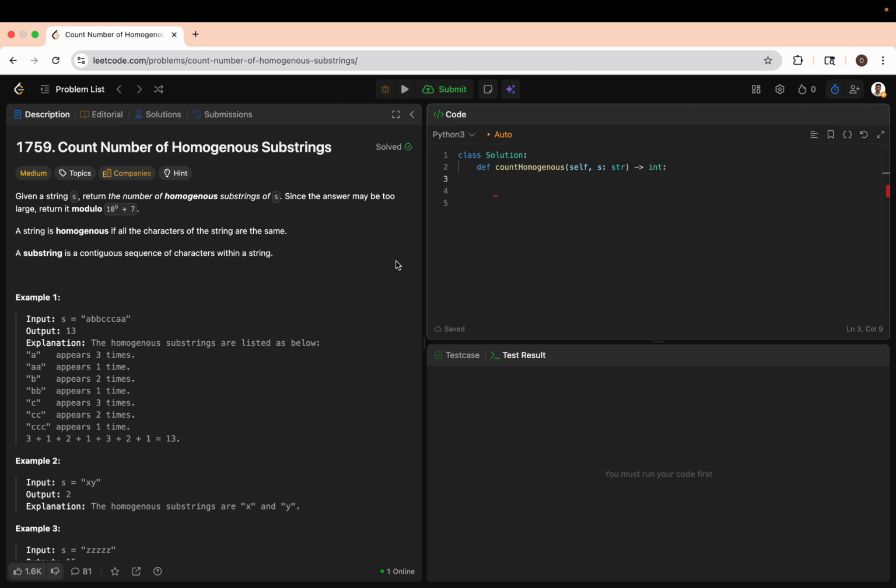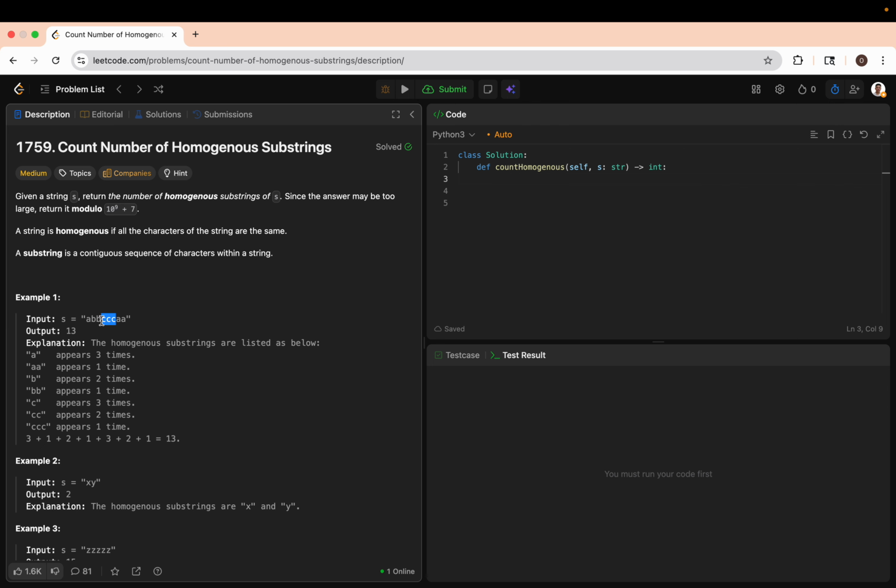This is question 1759, count number of homogeneous substrings. So they want you to return the number of substrings that basically don't have any duplicate letters in it, right? So this would be duplicate. This is not. This is not. These are not, right? So the idea here is if this segment has no duplicates, the number of substrings is just the right minus the left plus one because you have to include the character itself.